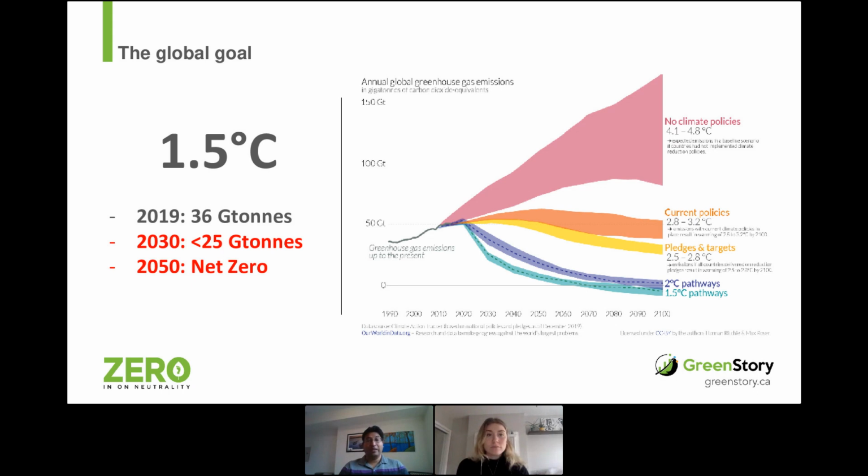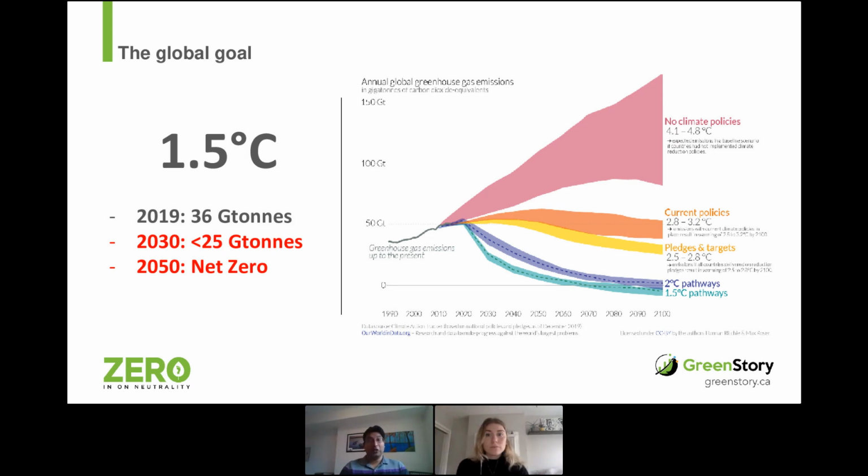Scientists have determined that we need to limit our increase in temperature to 1.5 degrees Celsius by 2100 if we are to mitigate the most severe effects from climate change. For this to happen, we need to reduce our emissions to less than or up to 25 gigatons by 2030 and reach net zero by 2050.